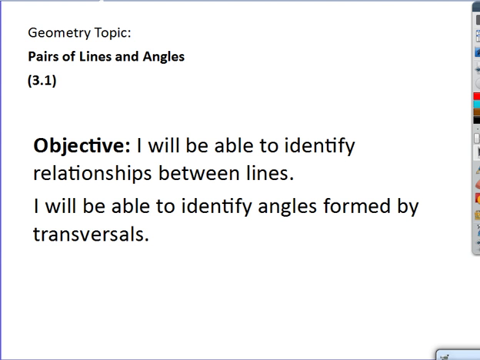Hello, everybody, and welcome to our first lesson in Unit 3 on parallel lines. Today we will talk about pairs of lines and angles, and our objectives will be to identify relationships between lines, and we will also be able to identify angles formed by transversals.